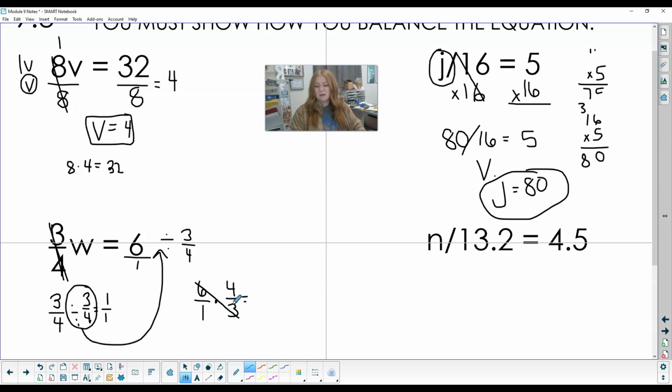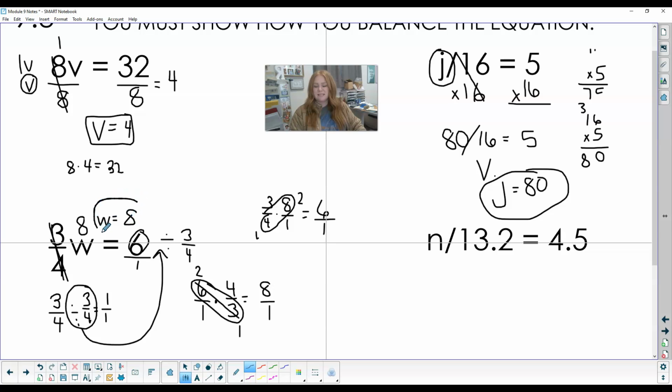So I noticed that 3 and 6 have a common factor. 3 goes into 3. 3 divided by 3 is 1. 6 divided by 3 is 2. So 2 times 4 is 8 over 1. So W equals 8. So let's check 3/4 times 8. So I notice those can simplify to 1 and 2. 3 times 2 is 6 over 1. 6, yep. So W equals 8 is the solution.